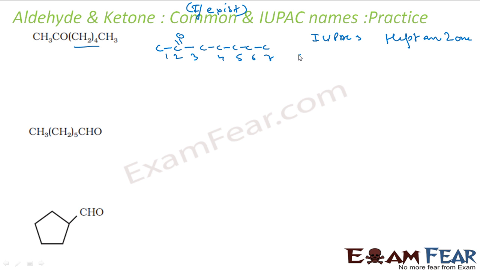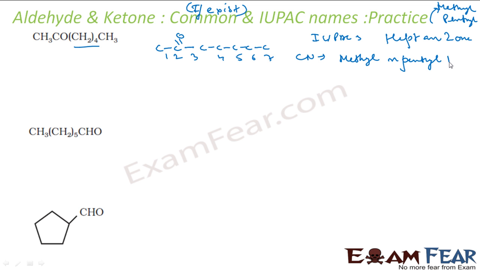Let's write the common name. For the common name, what do we do? We just write the name of the alkyl groups attached. So here I have a methyl and here I have a pentyl. Let's start with alphabetical order, ABCD, EF, GH, IJ, KL, M comes first. So it will be methyl, and this is pentyl. In fact, this is n-pentyl because it's a straight one.